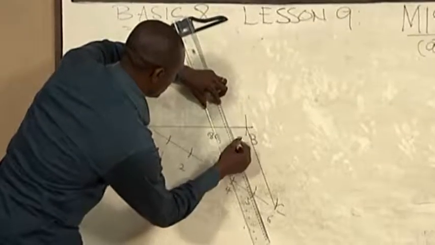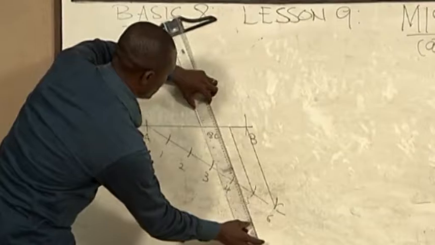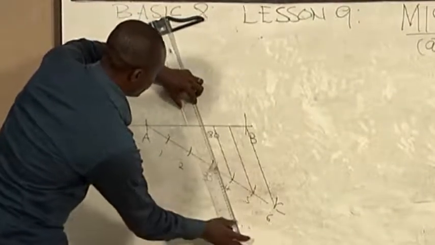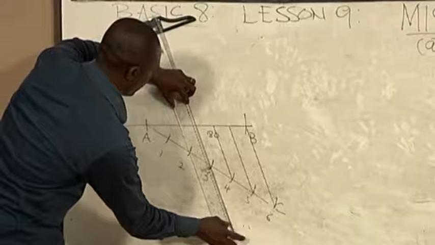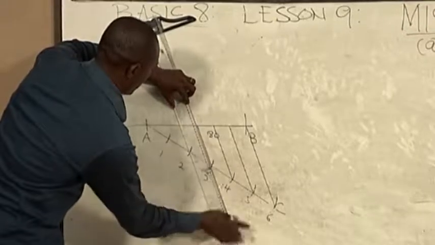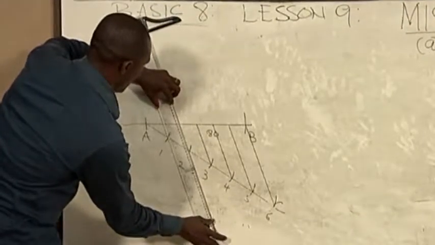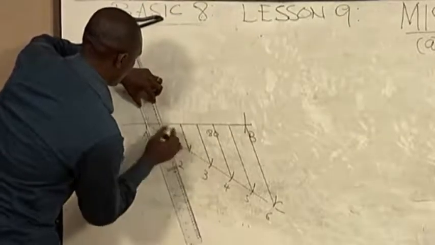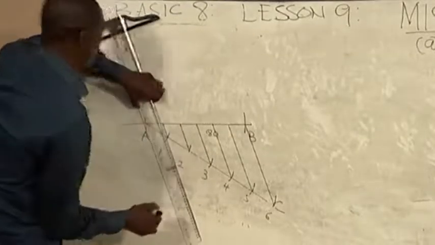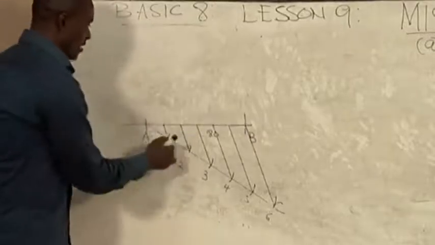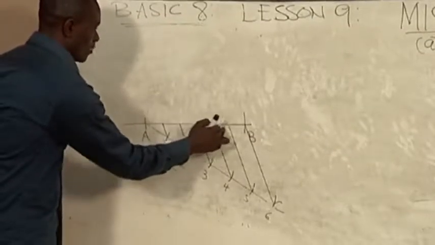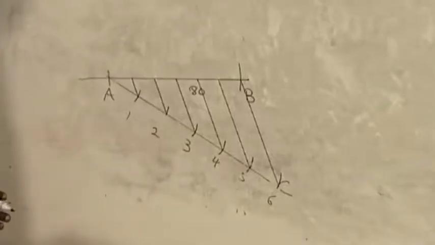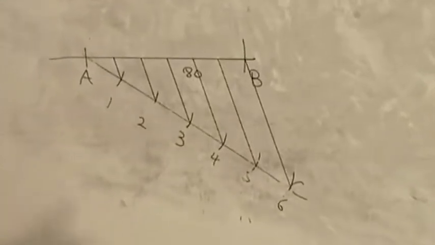You rule faint lines. Take it to number 4. You rule. Take it to number 3. You go. Number 2. At these regular intervals, take it there. Number 1. You go. Fine. The line AB has been divided into 6 equal parts. You get that? That's how to divide a line into equal parts.